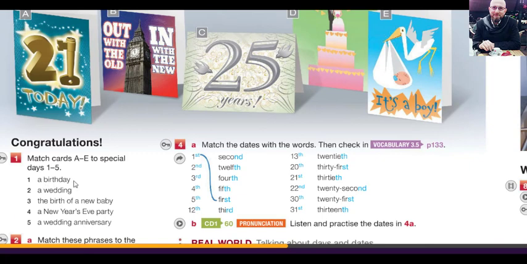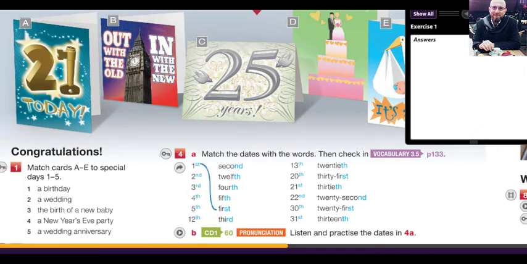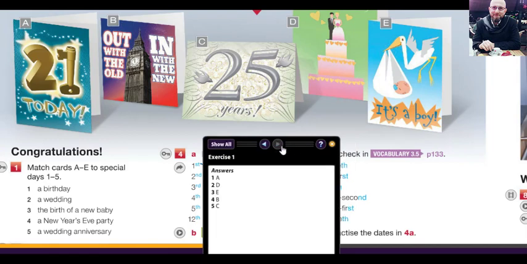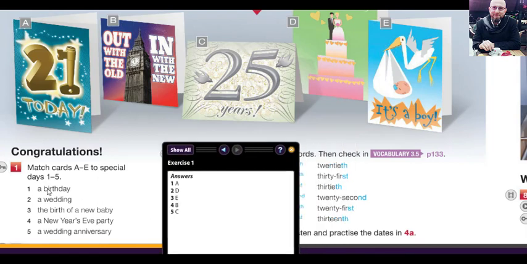Okay, we have a birthday, a wedding, the birth of a new baby, a New Year's Eve party, a wedding anniversary. So let's match these special days to the cards. Okay, here, so this is the answer. A birthday is A, 21 today. Today I am 21, so today is my birthday. A wedding is D, this is a wedding cake, and groom and bride here. The birth of a new baby, of course it's a baby, E.